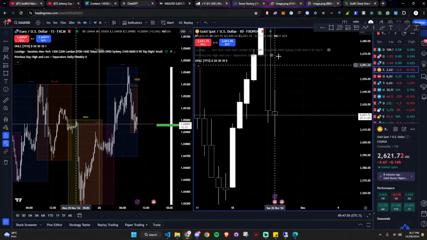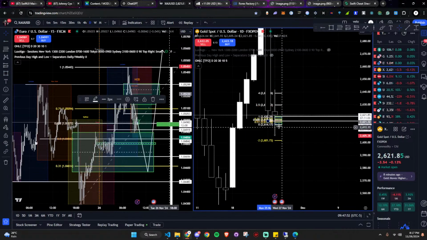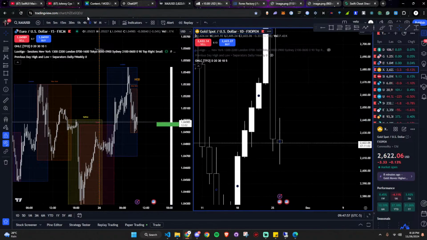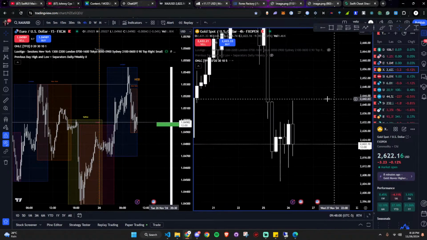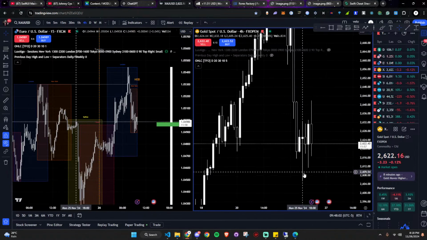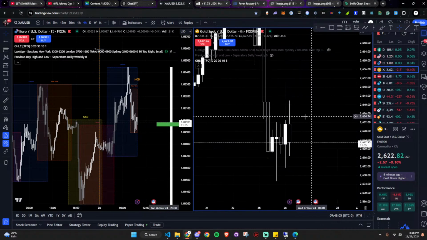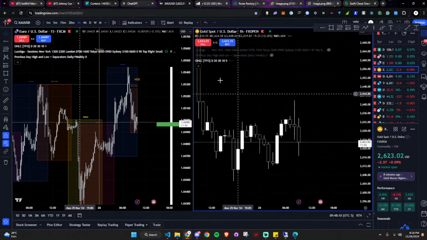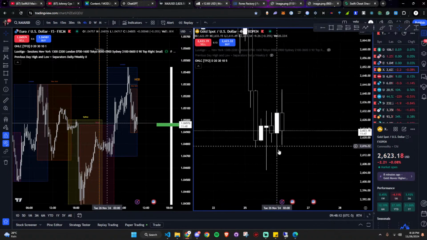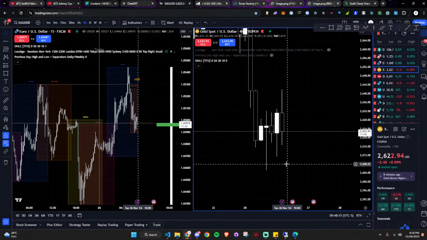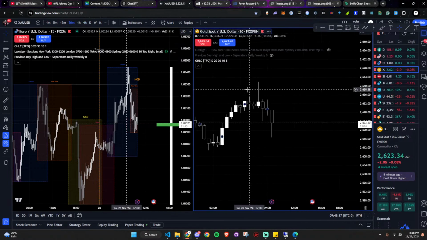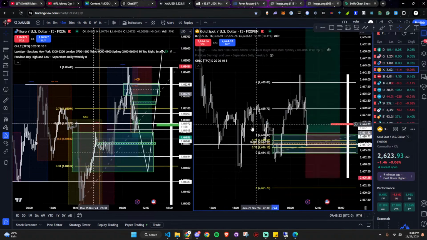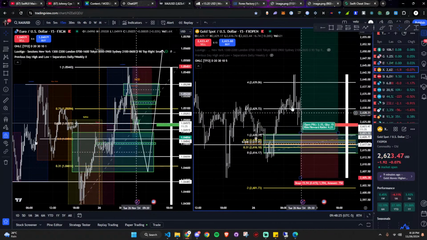So see that? Manipulation wick. Accumulation, manipulation, distribution. AMD, power of 3. You see that? Manipulation, distribution. Manipulation, maybe distribution. But we had this, so manipulation, distribution. Oh fuck, we might get induced, but it's okay. Okay. I hold.